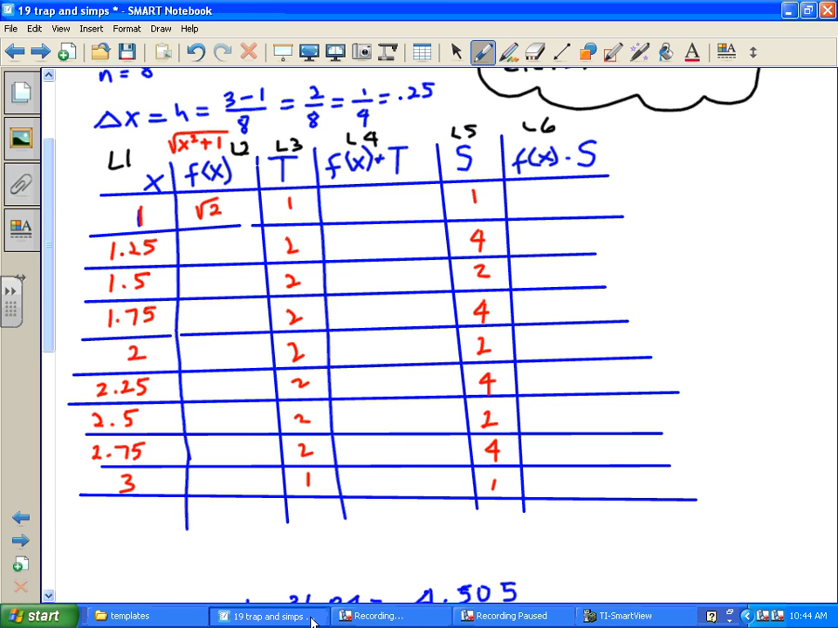Okay. To define your L2, here's how I'm going to define L2. Normally you want the function. The function is the square root of x squared plus 1, right? But where is x residing right now in your list? X is residing in L1. So instead of saying x squared, this is what we're going to say. Take the square root of L1 squared plus 1.